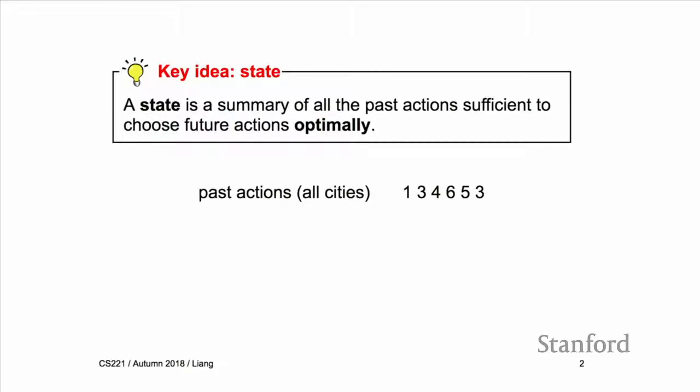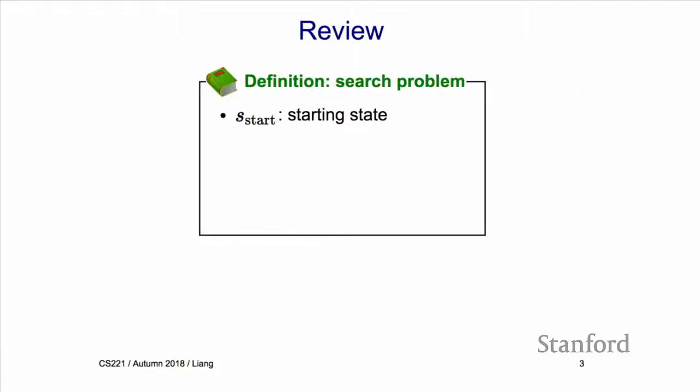Last time we talked about this notion of state, which is a summary of all the past actions you've taken, throwing away everything you don't need, such that you can choose future actions optimally. So in this case of cities that we're visiting, all the previous cities that we visited don't matter in figuring out how to get to the end optimally.